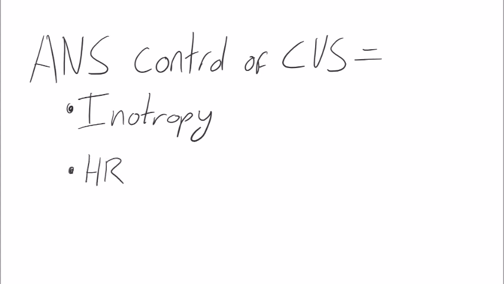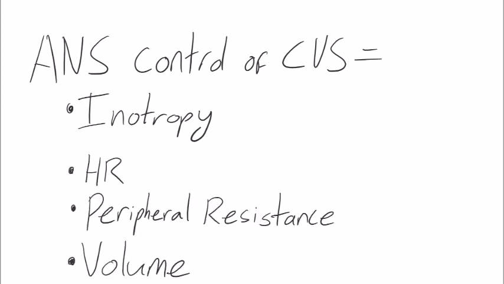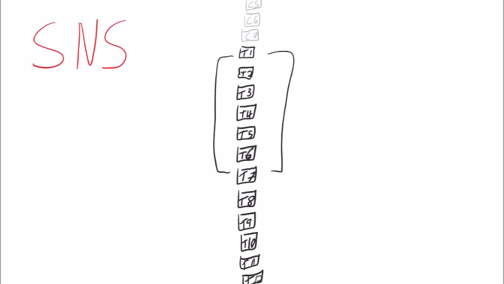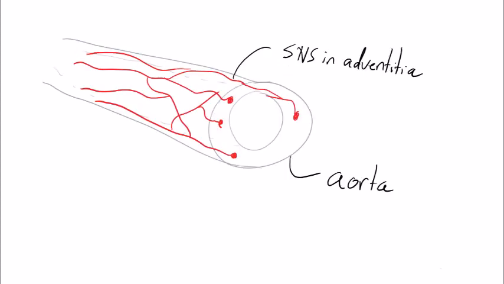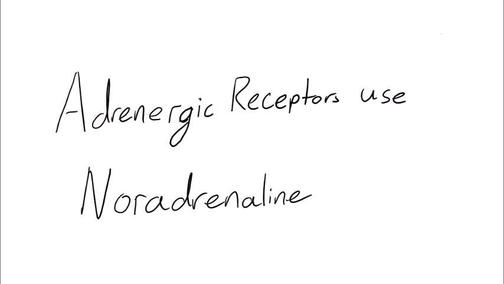inotropy, heart rate, peripheral resistance, and fluid status or blood volume. In this video, I'm going to focus on inotropy and heart rate, and make a separate video focusing on vasculature and the autonomic control of vessels. The fibers of the sympathetic nervous system arise in the upper thoracic segments of the spinal cord. They travel by a mixture of small nerves to the heart via the adventitia of the great vessels. They act via adrenergic receptors which use noradrenaline as a neurotransmitter.